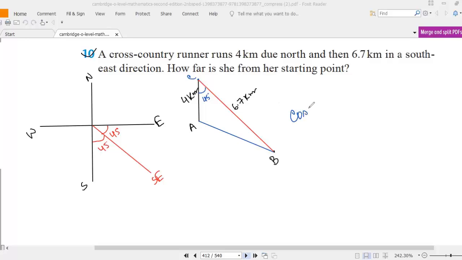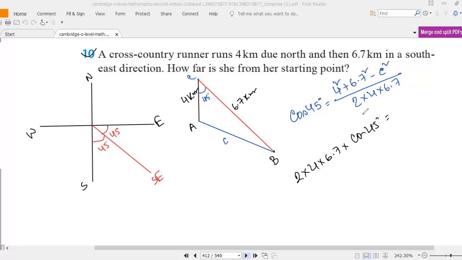So cos 45 degrees equals, opposite of angle C will be small c, okay, 4 and 6.7, so 4 square plus 6.7 square minus c square divided by 2 multiplied by 4 multiplied by 6.7. Now we need to solve it. At first we will multiply 2 into 4 into 6.7 with cos 45 degrees. Then we will add 4 square plus 6.7 square. Then what will you get?